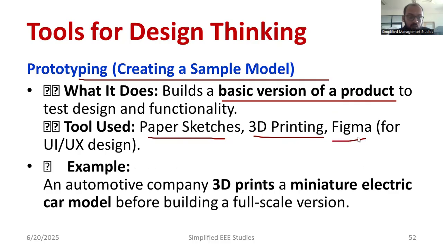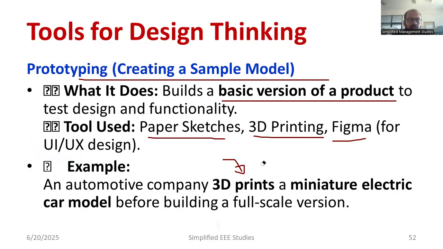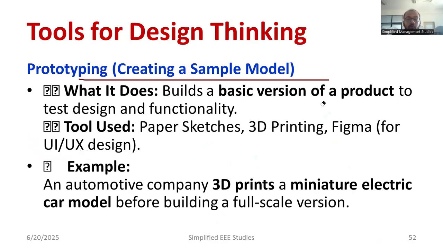Similarly, Figma is another tool that is based on UI and UX design. You can explore it. And most of the automobile industries apply 3D printing technology, for example, an electric car model. If you want to have a car model, better go for 3D printing. It is the most common technology being adopted nowadays.